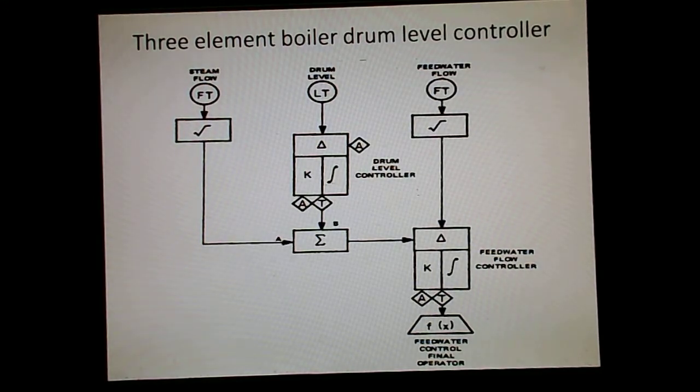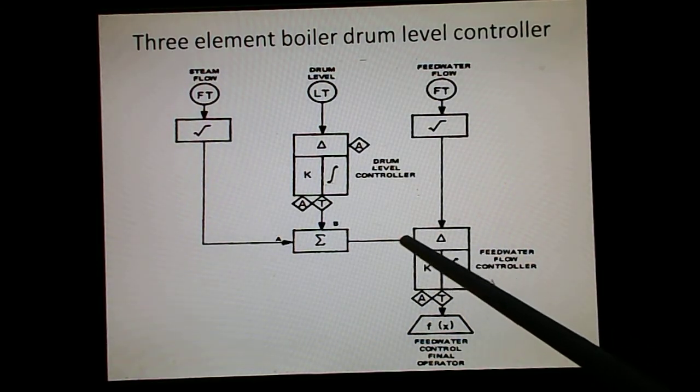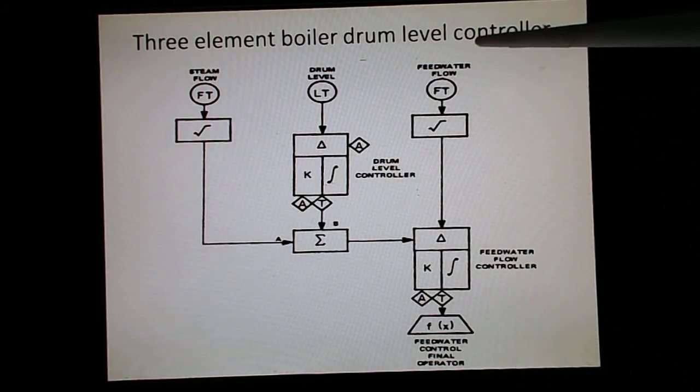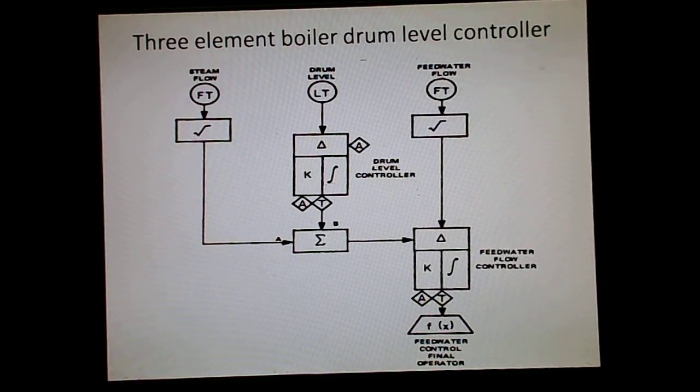First we have to understand that there is a feed water flow controller. In this feed water flow controller, you have steam flow as a feed forward signal, and it acts as the set point for this controller. As the steam flow increases, the feed water control valve final operator will increase the feed flow, and this feed water flow signal comes as a feedback signal.